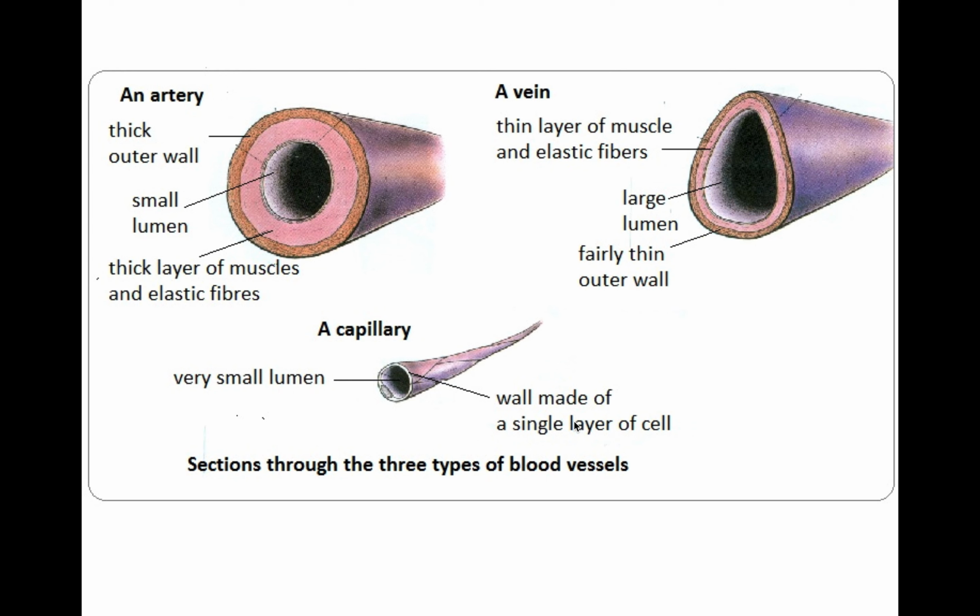Compare this with the vein, which has a thin layer of muscle and elastic fibres and a larger lumen. The blood within the vein is not under high pressure, and so it does not require this thick layer. At the bottom, we've got a capillary, which has a very small lumen, and on the outside, just a single layer of cells. So this allows substances, particles to diffuse in and out of the capillary to get into the blood cells.